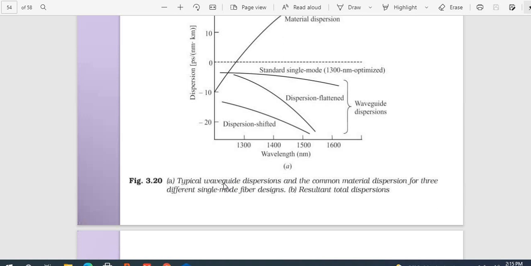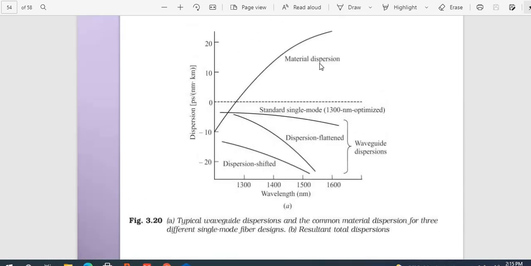Typically, how the waveguide produces dispersion, and the common material dispersion, for three different single mode designed fibers can be represented here. The first one, as you can see, has my optimum value at 1300 nanometer for this single mode. If I look at the single mode fiber for dispersion shift, I get a graph like this, towards the origin. If I see dispersion flatten, it consumes somewhat more area. These are the waveguide dispersion. The upper one is for material dispersion.